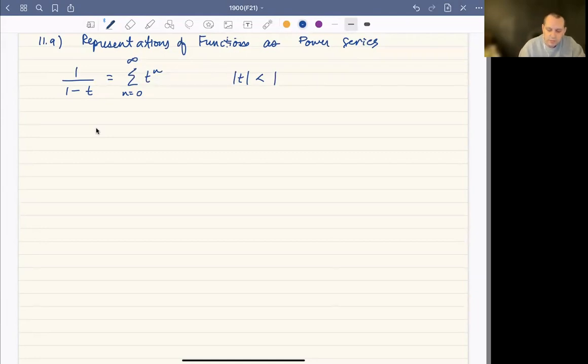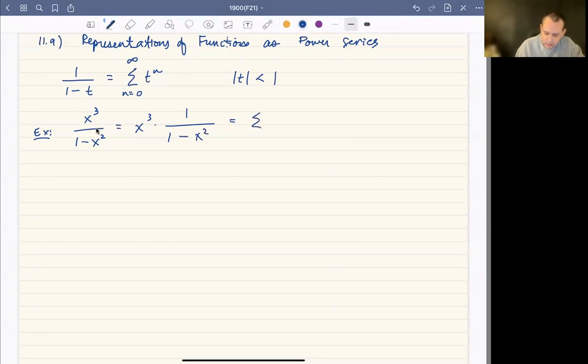The reason that I'm bringing this up, though, is that we're going to be able to use and exploit this formula for the geometric series to get representations of functions as power series for all sorts of functions. So, for example, if we had x cubed over 1 minus x squared, and I want to write that as a power series, what we could do is take the x cubed out. We'll see what to do with that in a second. And this is 1 over 1 minus x squared. And now our x squared is just our t.